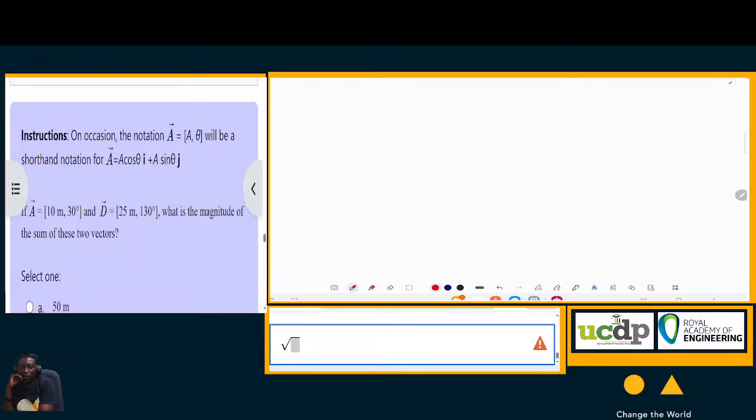I think that we need to express vector A. We need to say 10 sine 30 for the j component. 10 sine 30 is equal to 5 j for the j component, which is 5, yes. So this is 5j.